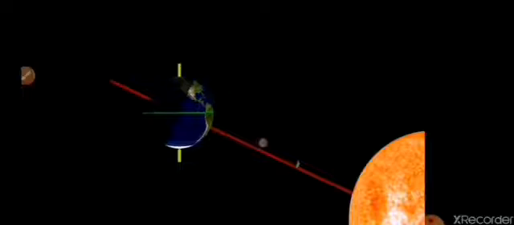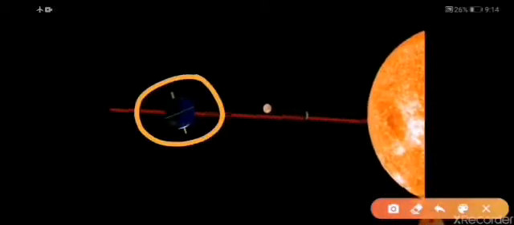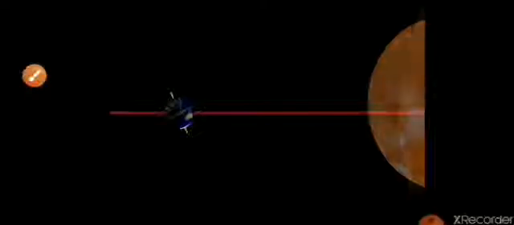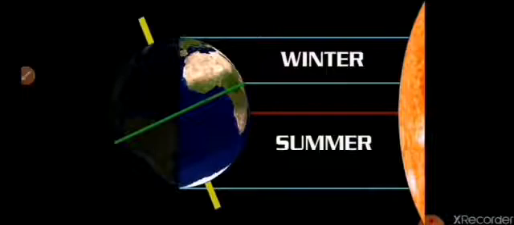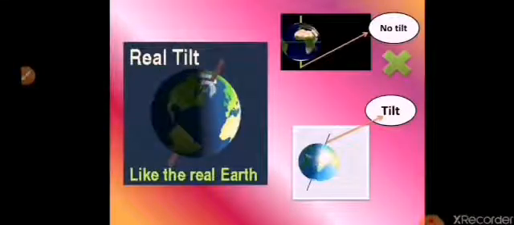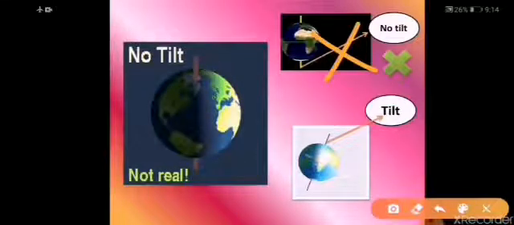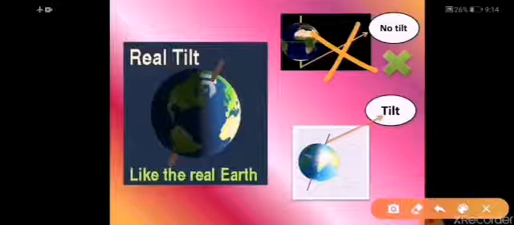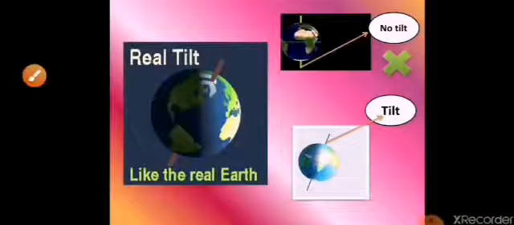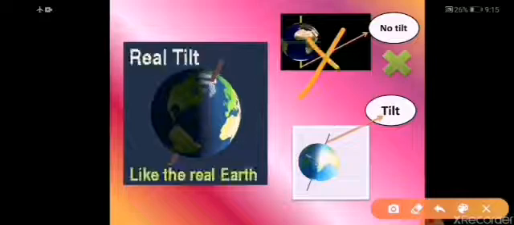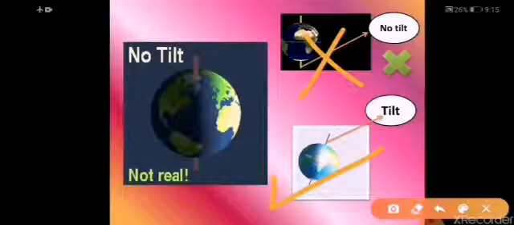And also we must know that the Earth is not straight up and down on its axis. It's tilted like that. So, the Earth is tilted on its axis, like that. And we will understand why the Earth is tilted in the next part. As you can see, this is the wrong picture because it shows that the Earth has no tilt. But the right thing is that the Earth is tilted like that. So, the Earth is not straight up or down. This is wrong. The Earth is tilted. Okay?